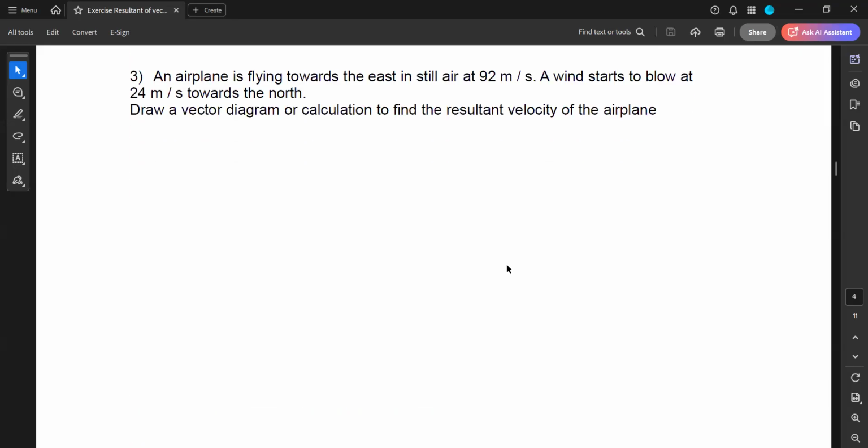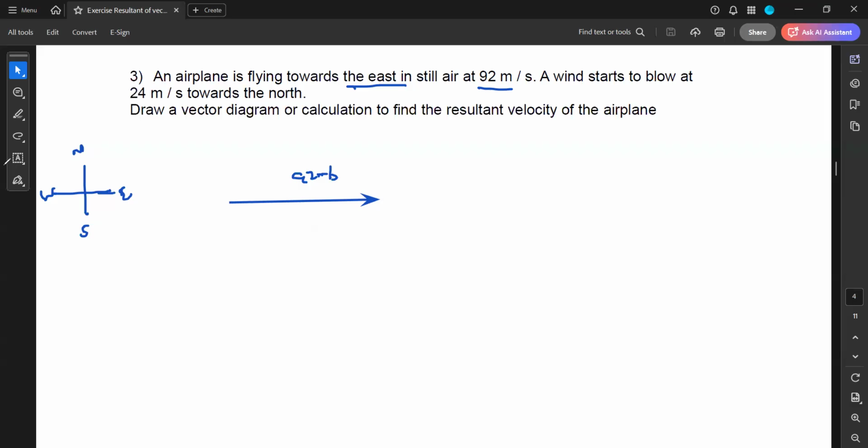All these questions I sorted out in which the vectors are perpendicular, meaning the angle between them is 90 degrees. So an airplane is flying towards east. For such questions, we should always draw north, south, east, west, the compass. An airplane is flying towards the east in still air at 92 meters per second. So this is the speed of the airplane, which is 92 meters per second. The wind starts to blow at 24 meters per second towards north.